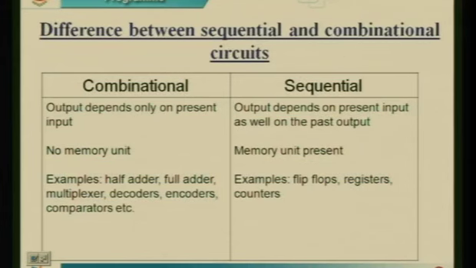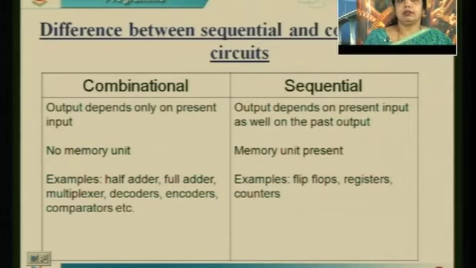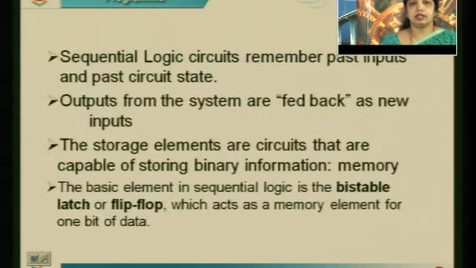Examples of combinational circuits are half adder, full adder, multiplexer, decoders, comparators, etc., which we discussed in the previous sessions. Examples of sequential circuits, which we are going to discuss in future, are flip-flops, registers, counters, etc. So these are the differences between combinational and sequential circuits.